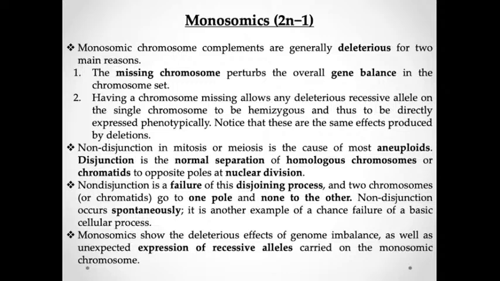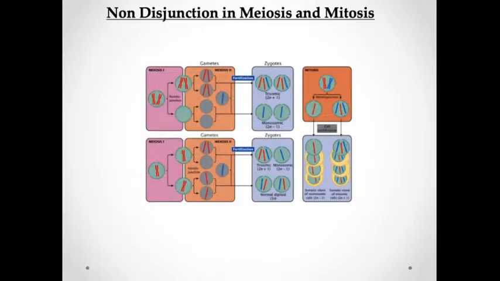Disjunction is the normal separation of homologous chromosomes. Non-disjunction is a failure of this disjoining process, and two chromosomes go to one pole and none to the other. Monosomics show the deleterious effects of genome imbalance as well as the unexpected expression of recessive alleles carried on the monosomic chromosome. Here you can see the non-disjunction in meiosis and mitosis. In meiosis, the chromosome does not go to the other pair; it just remains on one side.